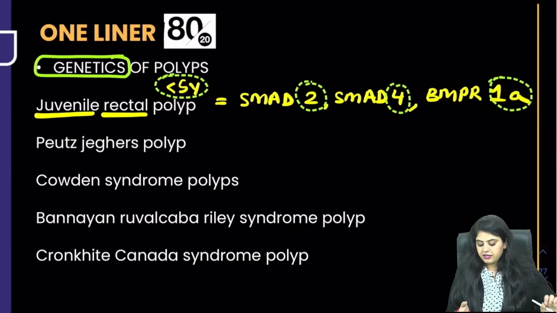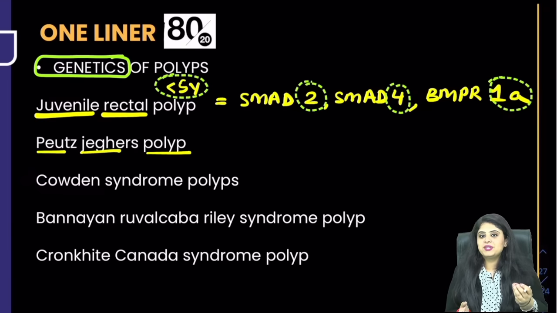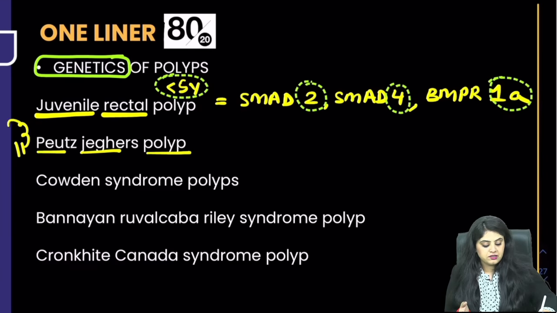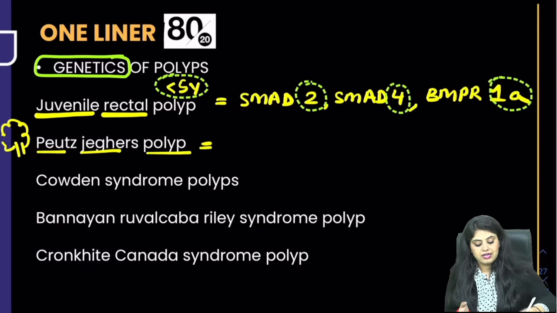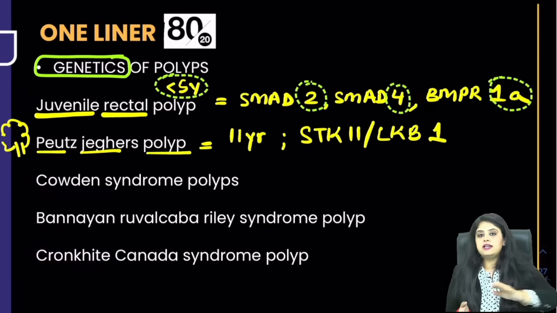So you realized all the numbers also came out to be less than 5. Age is also less than 5. Juvenile rectal polyp, settled. Very good. Peutz-Jeghers polyp, which I didn't even feel like showing that image to you because I think I've shown it to you 1 million times, that Christmas tree polyp that you see. So I thought I'll just ask you the genetics this time. Exactly. Around 11 years is the age, and the genetics is going to be STK11 or LKB1. So everything will be 11-11, that is Peutz-Jeghers polyp.